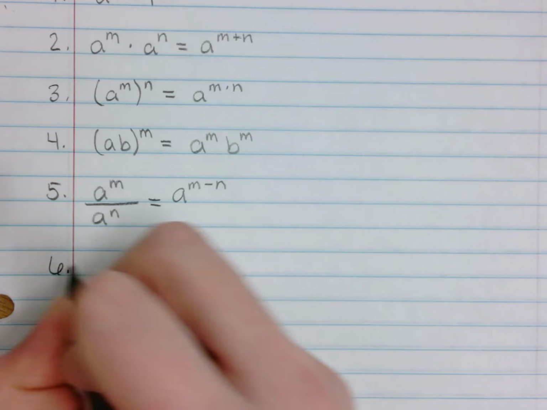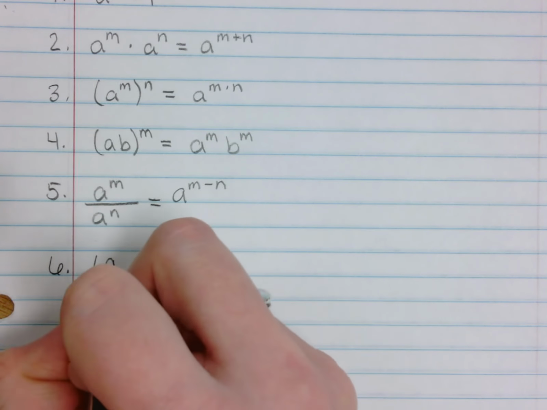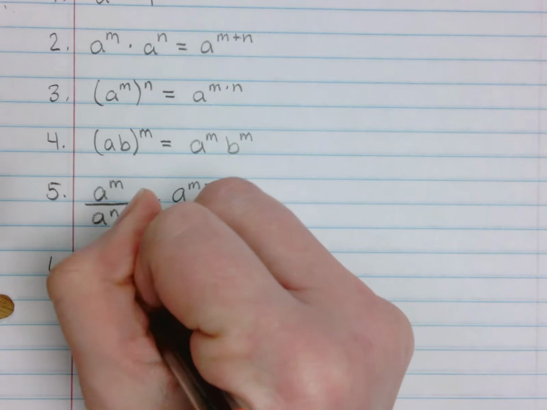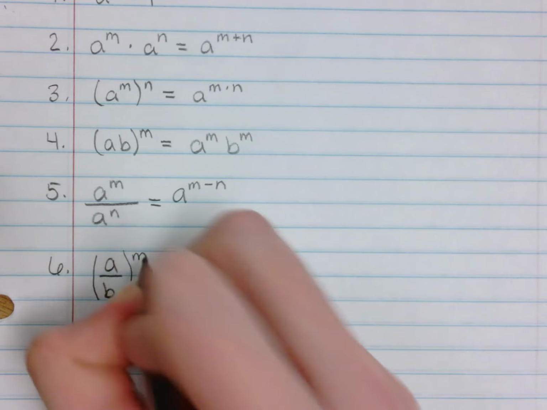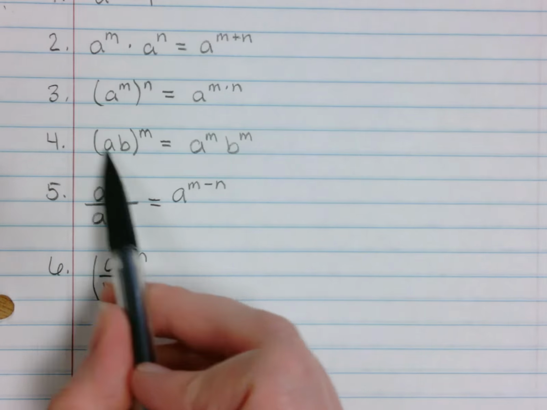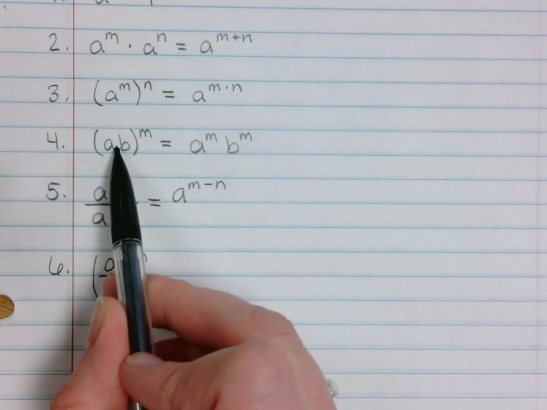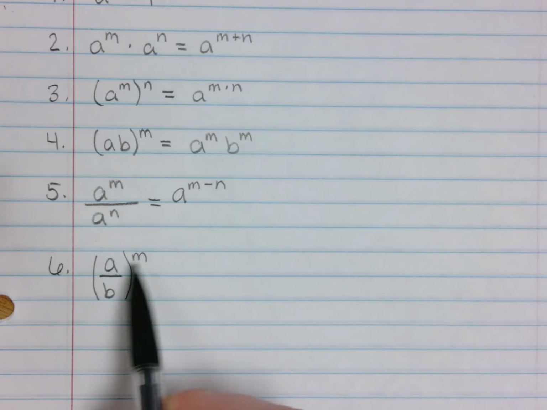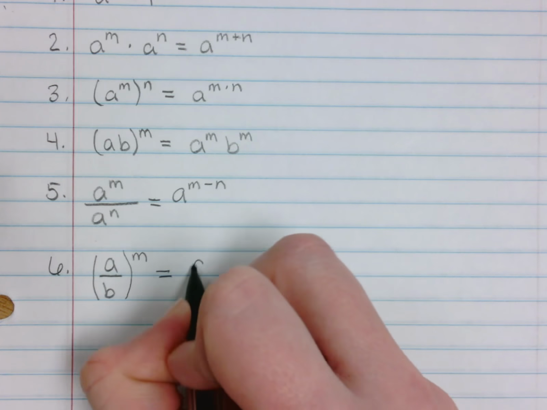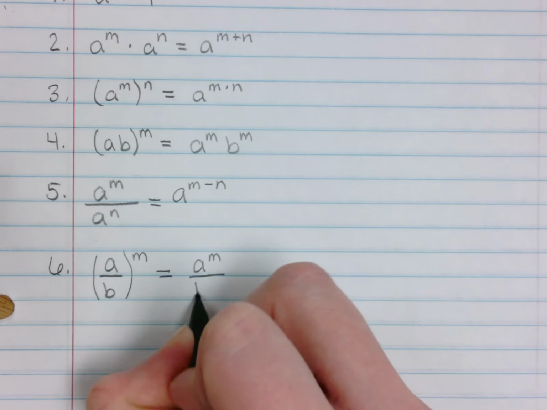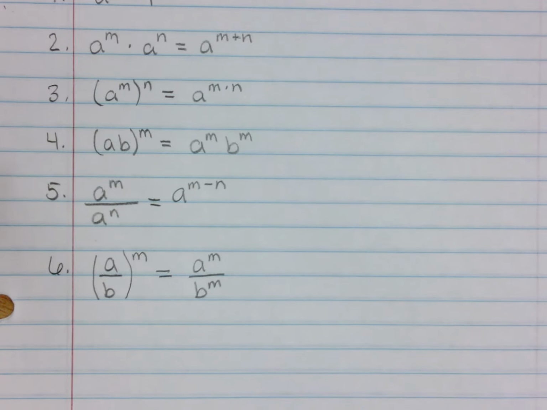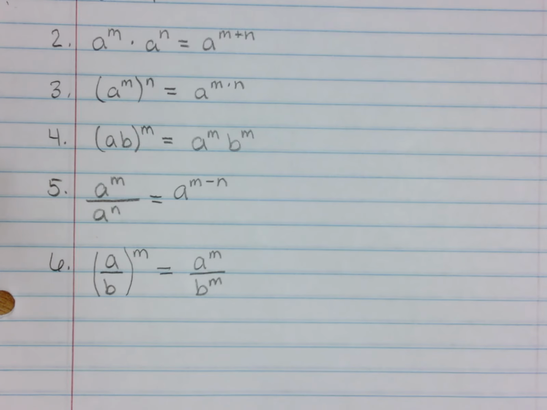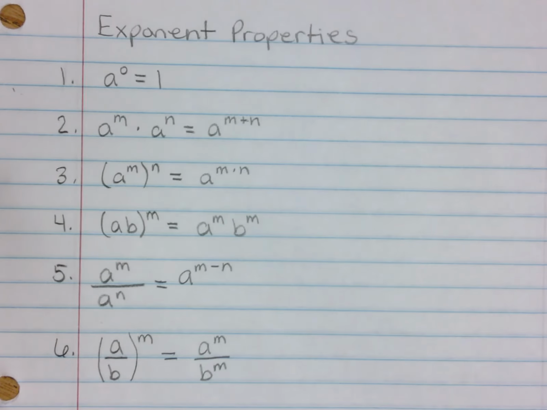Property 6 will have a and b, so different bases divided, all raised to the m power. So just as property 4 says, if you have things multiplied together, each thing can get the exponent. It works the same with division. If each thing is divided, raised to a power, the a can get the exponent and the b can get the exponent. There are more exponent properties you'll learn in later lessons or even later classes. But as of right now, we will just cover these 6 properties.